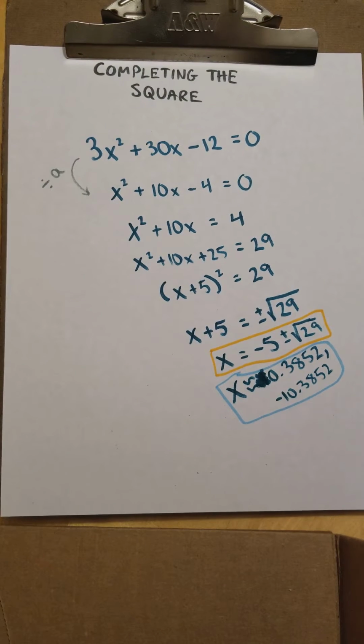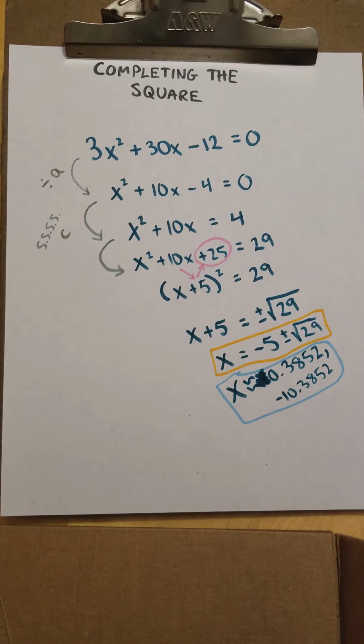First step, we divide by a, so x squared has a coefficient of 1. Next, we throw c over the wall so that we can have our x squared and x terms alone so we can complete the square. Next, you figure out what number you're going to need to add to both sides to make it a perfect square trinomial.